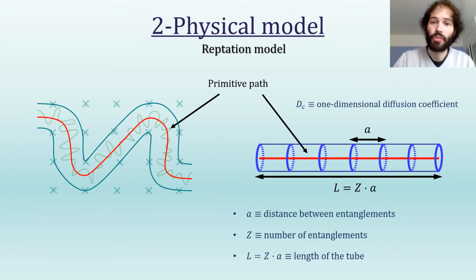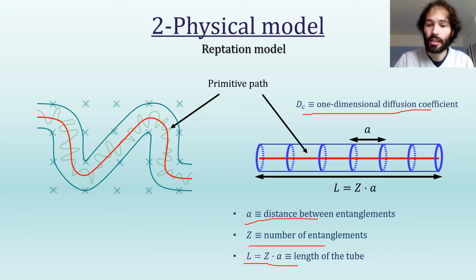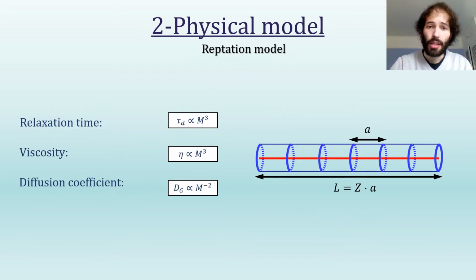The basic parameters of the model are the one-dimensional diffusion coefficient, the size of the entanglements, or the size of the tube, the number of entanglements, and the length of the tube. The reptation model predicts the following relations. The relaxation time, characteristic of the system, is proportional to the cube of the molecular weight. The viscosity, which is proportional to the relaxation time, is again proportional to the cube of the molecular weight. And finally, the diffusion coefficient of the center of mass decays with the square of the molecular weight.